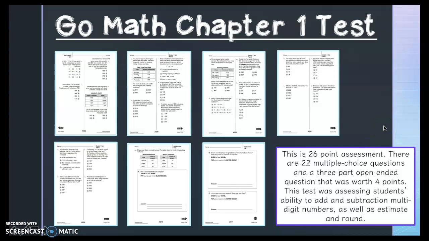So here is an example of the Chapter 1 test. I screenshotted the different pages. This is a bit of a lengthy assessment, I think, for third graders at the beginning of the year, but it's a 26-point assessment. There are 22 multiple choice questions and a 3-part open-ended question that was worth 4 points. And this test was assessing students' ability to add and subtract multi-digit numbers, as well as estimate and round.